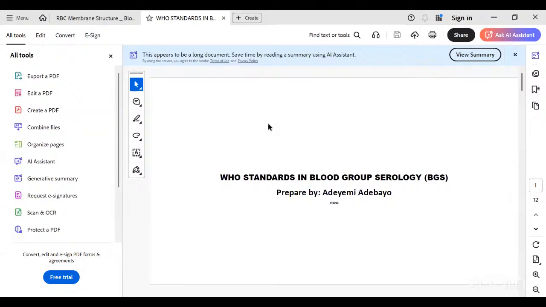Okay, thank you. So this topic is about WHO standards in blood cell work. That is what WHO expects us to be doing in our laboratory. And this is what people come to see when they want to give us ISO or any other certification for that matter. Next slide, please.